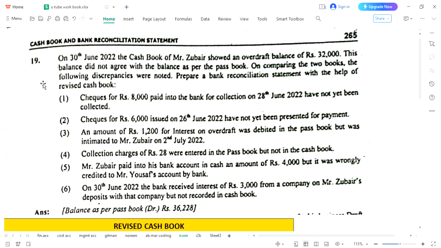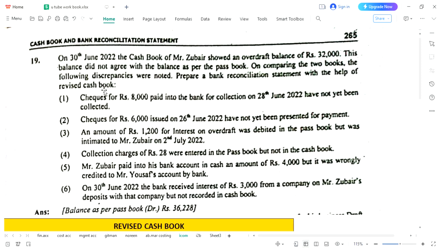Today's target is to solve question number 19. The chapter which we are related with is bank reconciliation statement. The important matter regarding this question is to prepare bank reconciliation statement with the help of revised cash book.